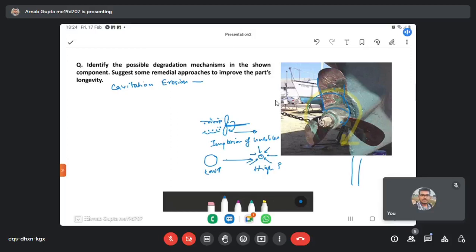So power consumption will increase. So that is also not quite a feasible option. Third option, which is left with you, is you can do some surface treatments on this so that it is able to withstand this type of erosion.